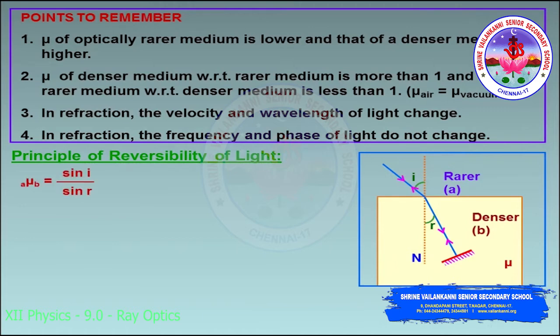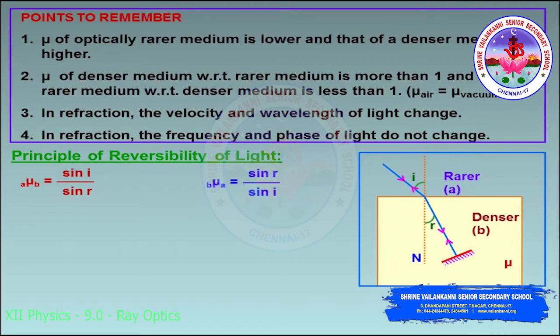So μAB is equal to sin i by sin r. As from Snell's law, we can say the refractive index we have to take from one medium to another medium, rarer medium A to denser medium B. So μAB is equal to sin i by sin r.